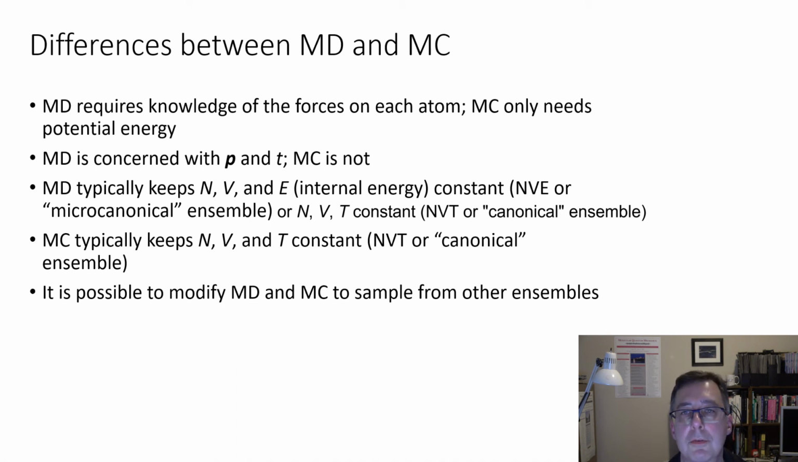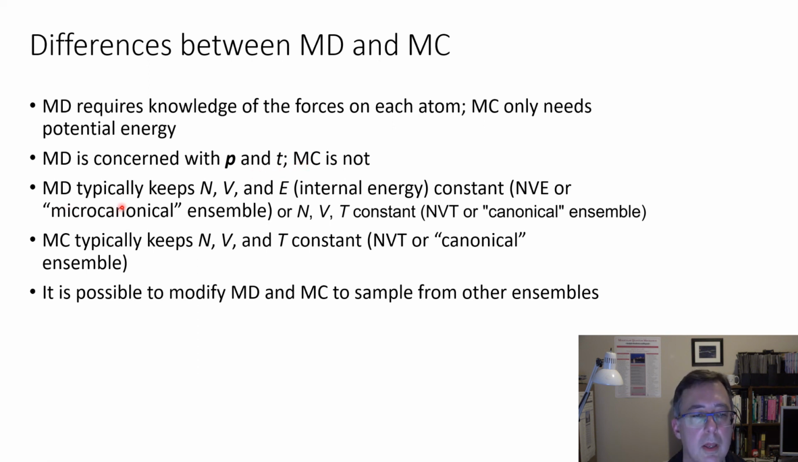Let me then see if I can summarize the difference between Monte Carlo and molecular dynamics. So MD needs the forces on all the atoms because it needs Newton's equations, okay? So it needs a force, F equals ma. But Monte Carlo typically just needs the potential energy because it's only about potential energies and whether they're big changes or small changes. Molecular dynamics thus is concerned with P and T, whereas Monte Carlo isn't. It just needs R's.